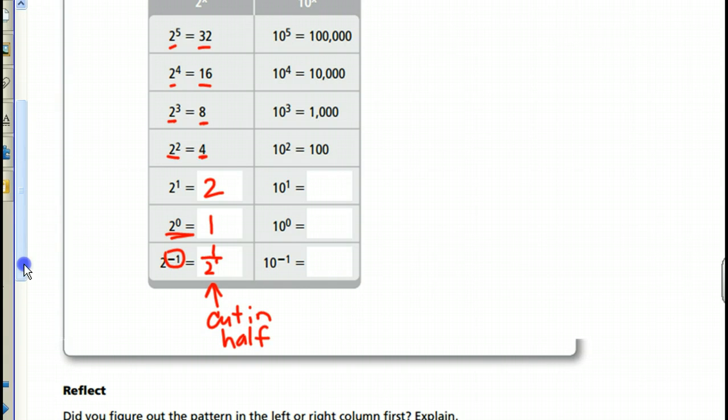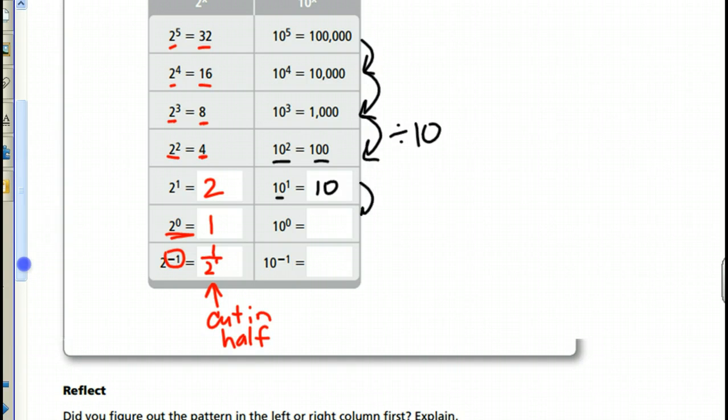So let's look at this one. 10 to the 5th is 100,000. 10 to the 4th is 10,000. 10 to the 3rd, 1,000. 10 squared, 100. 10 to the 1st. Well, 10 to the 1st is just 10. And notice these are going down by a division of 10. So we're dividing by 10 each time.